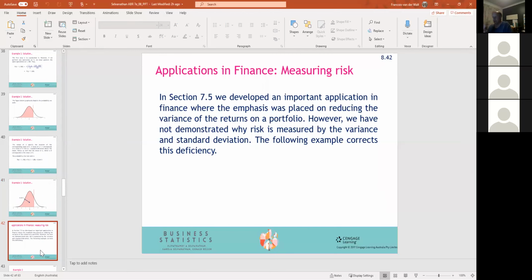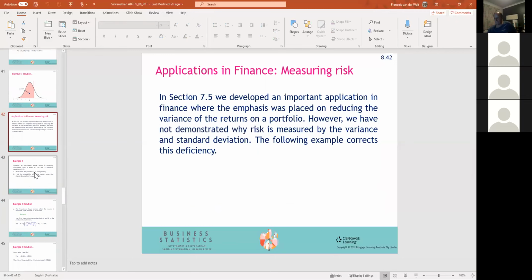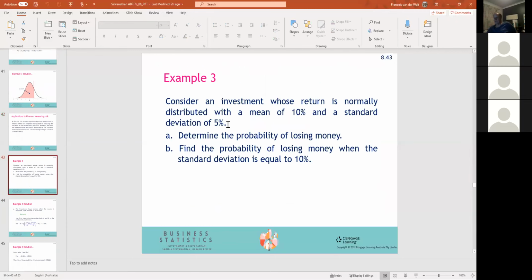Okay, let's look at an application in finance. In 7.5, we developed an important application where we look at the returns of a portfolio. However, we have not demonstrated why risk is measured by the variance and standard deviation. The following example corrects this deficiency. Consider an investment whose return is normally distributed. Can you see there it's normally distributed? With a mean of 10% and a standard deviation of 5%. Determine the probability of losing money.